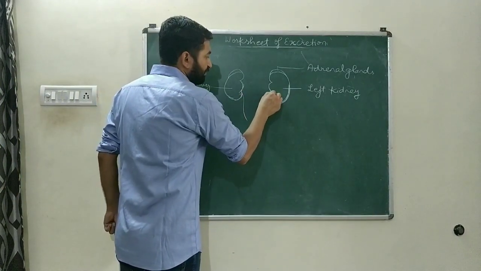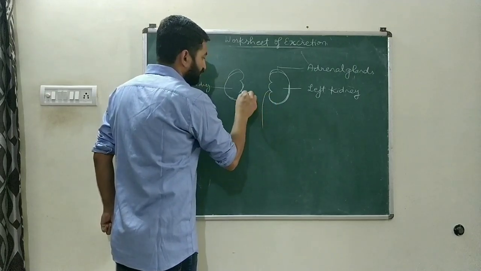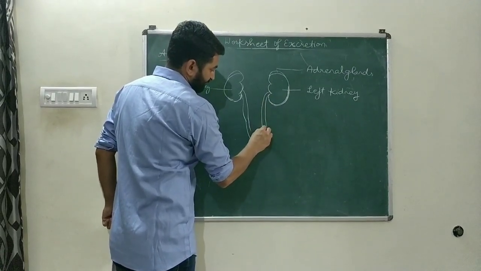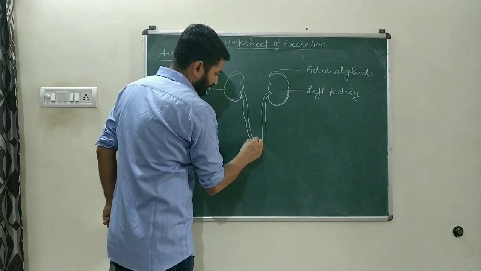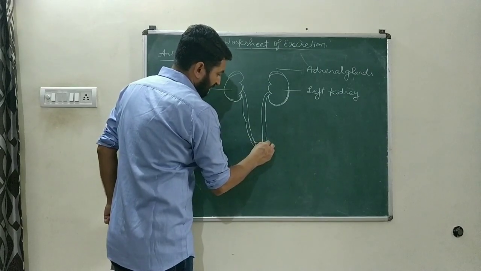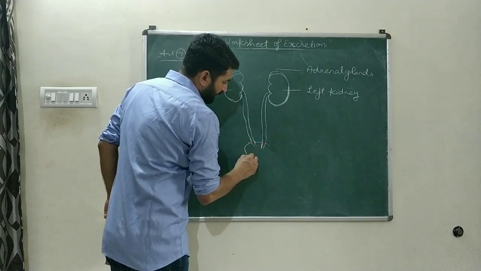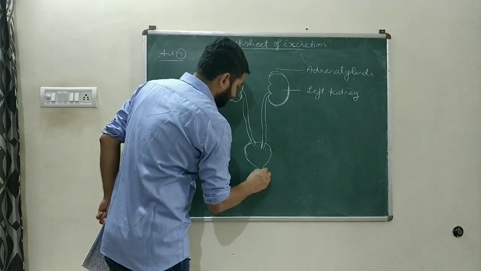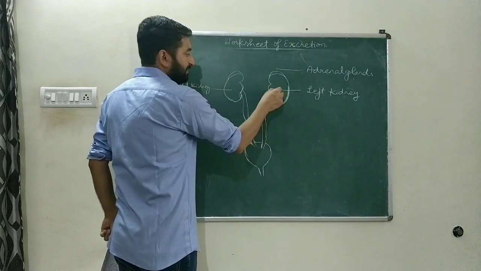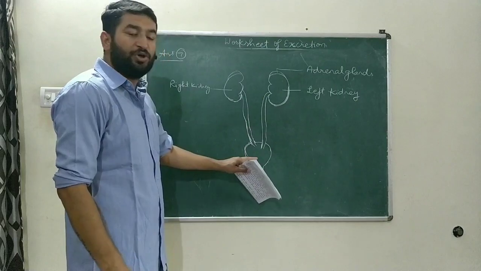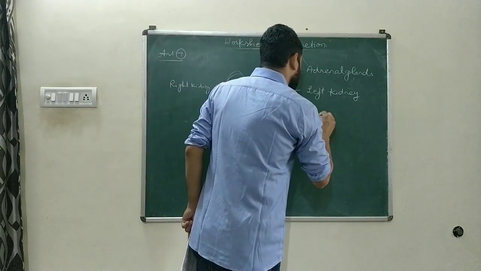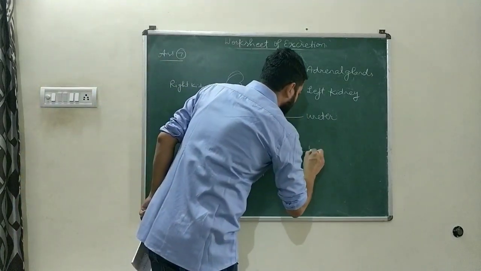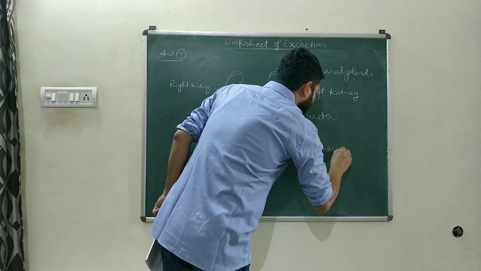Out of these, 2 pipes, 2 ducts originate, which are known as ureters. Those ducts fall into an inverted tear-like structure known as urinary bladder. These ducts carry the urine from kidneys to urinary bladder. There are 2 ureters, one from each kidney, and then the bladder which is known as urinary bladder.